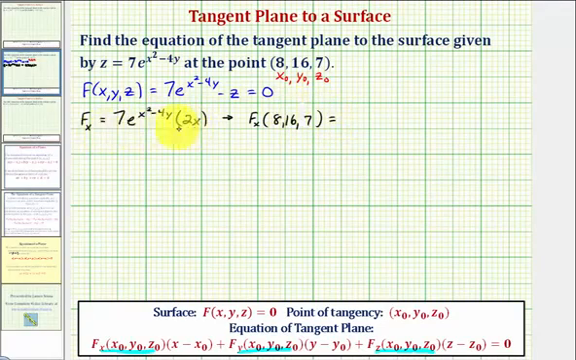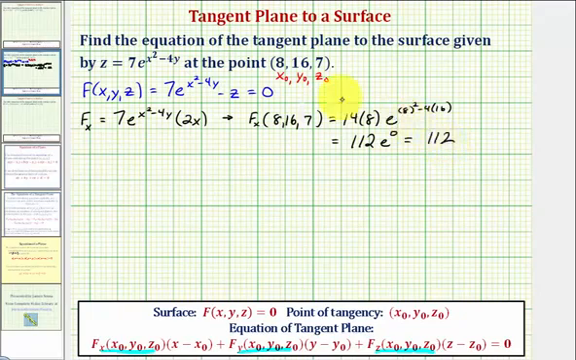So notice how here we'd have 14x, so 14 times x is 8, times e raised to the power of x squared, which would be 8 squared, minus 4 times y, and y is 16. Well, 14 times 8 equals 112, so this is equal to 112 times e to the 0, which equals 1, so we have 112 for the partial with respect to x evaluated at the point of tangency.